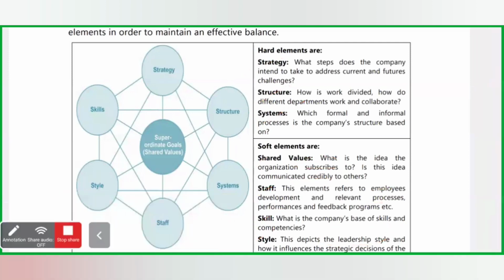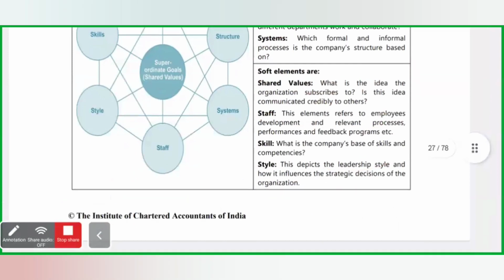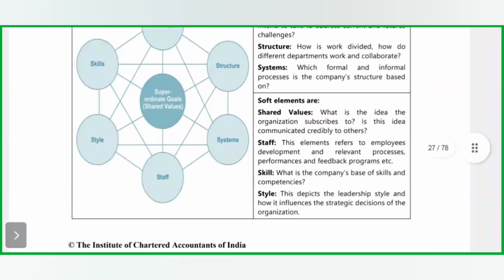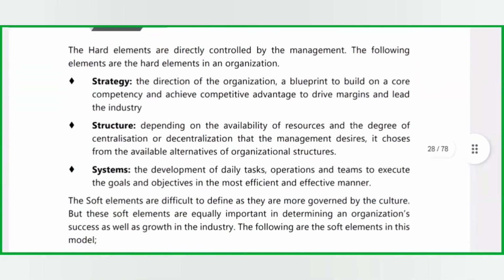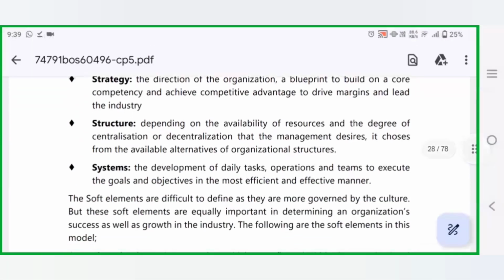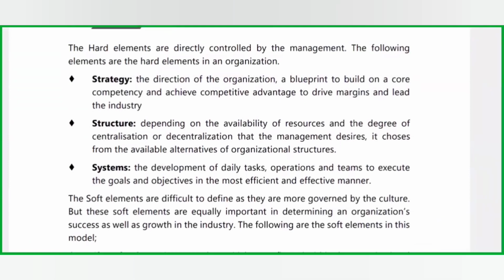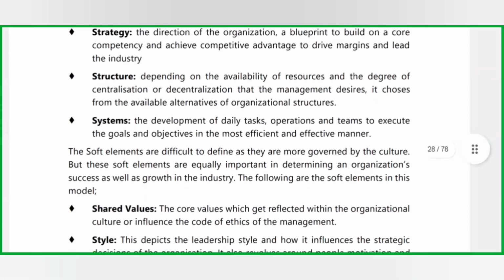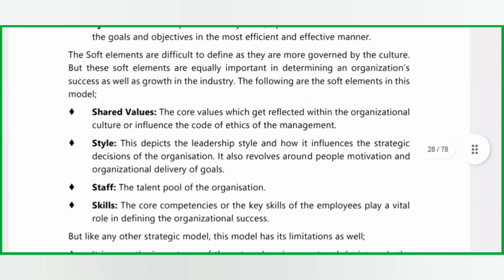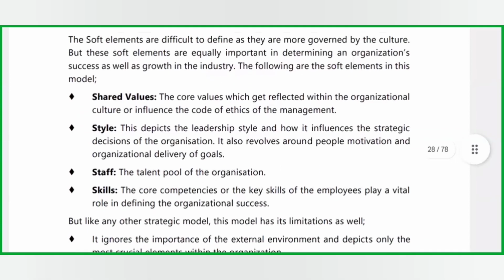जैसे we have studied transformational and transactional, there are two types of leadership, right? So the hard elements are explained here. जो हमने ऊपर पढ़ा वो ही यहाँ पे थोड़ा सा elaborate करके दिया है. Strategy, structure and systems. Strategy is the direction, the blueprint upon which the company is driving. Structure depends upon availability of resources, degree of centralization or decentralization, and systems are the daily task operations and teams who execute. Soft elements have 4S, that is shared values, style, staff and skills.